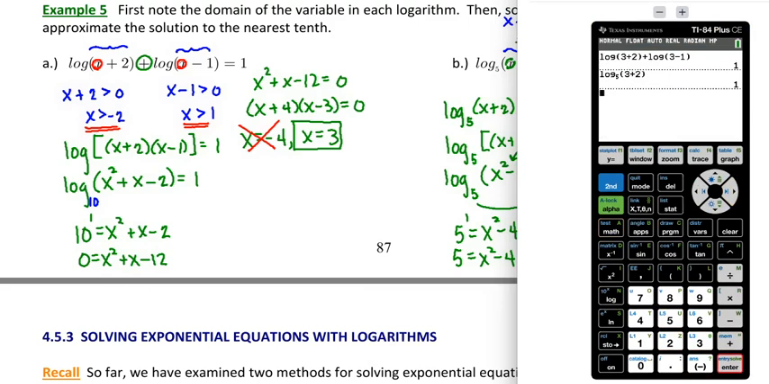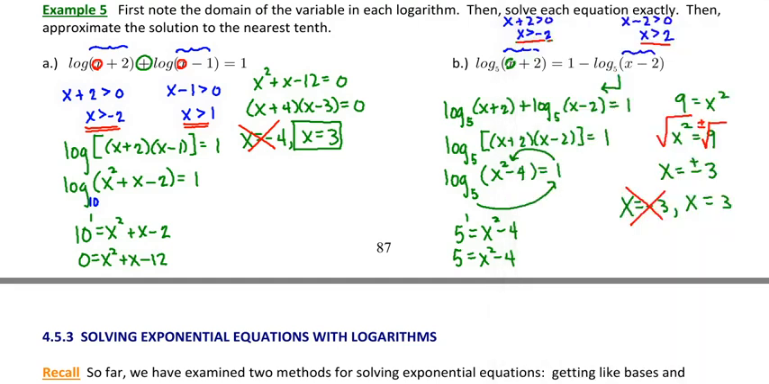So keep that in mind, and let's type in the right side of our equation. We had 1 minus log base 5, so math, alpha, math, log base 5 of 3 minus 2. And that also gives us 1. So 3 balances the equation. That's the only solution that we would include in the solution set.